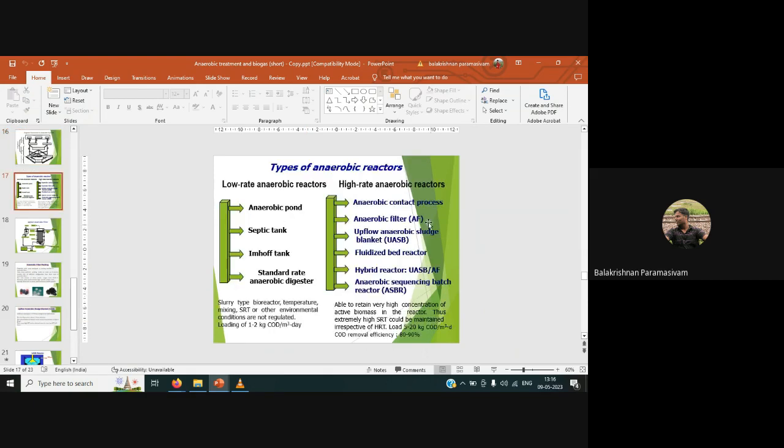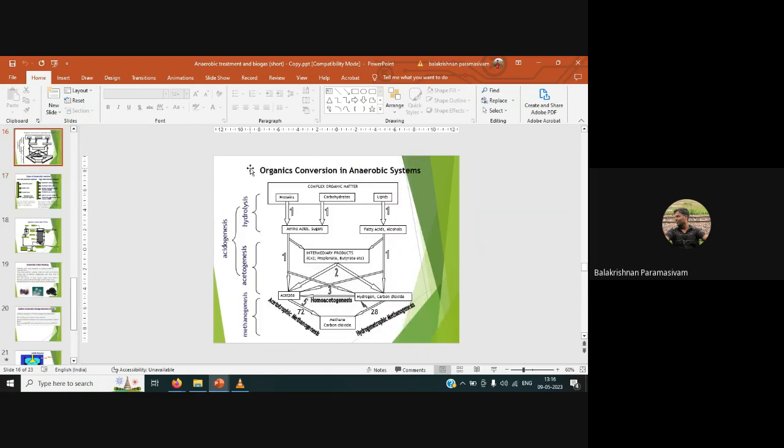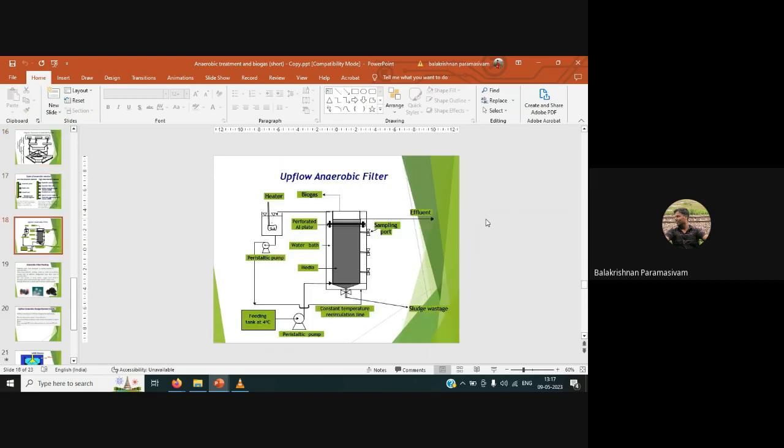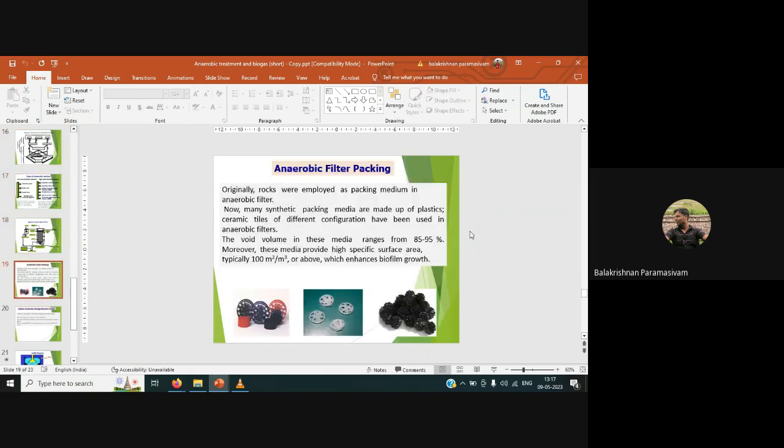Only one digester will be there, and all four different treatment processes will be happening in it, and the digested sludge will be used as manure for gardening purposes. So these are the examples.